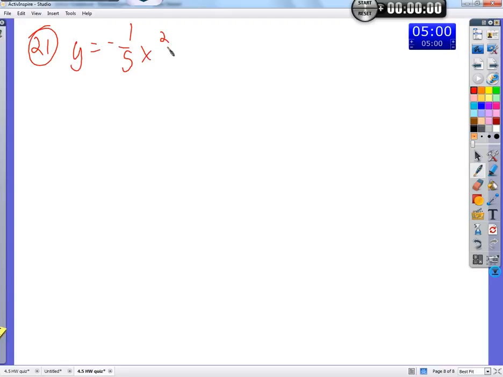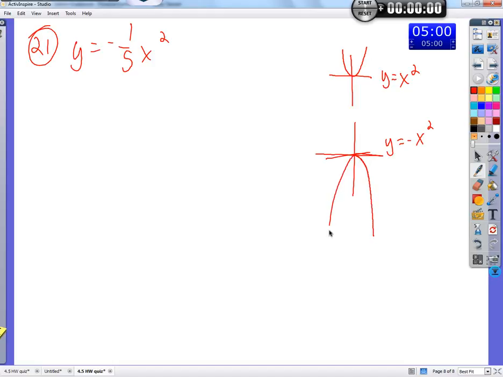Graph, find the vertex and the line of symmetry. Reminder, y equals x squared is the basic parabola graph. 0, 0, 1, 1, 2, 4, 3, 9, 4, 16. X is the number and y is the square of that number. So what about when we put a negative in front of there, y equals negative x squared? It goes down, because 1 squared is 1, but negative that is negative 1. And 2 squared is 4, but with a negative on it, it's negative 4. 3 squared is 9, negative 9. And on it goes.